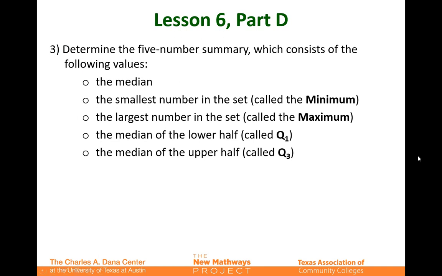All right, it says determine the 5-number summary, which consists of the following values: the median, the smallest number, which is the minimum, the largest number in the set, that's the maximum, the median of the lower half, that's called the first quartile, Q1, and the median of the upper half is called the third quartile.